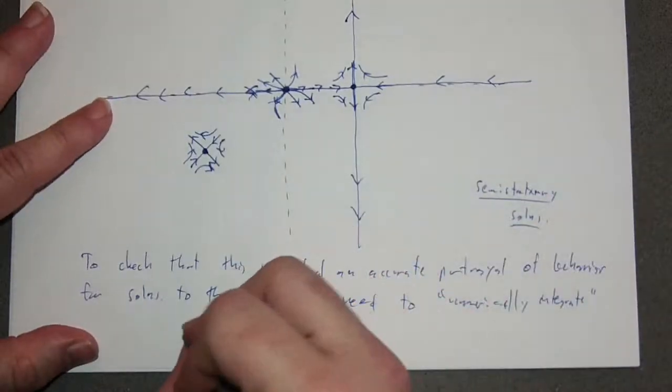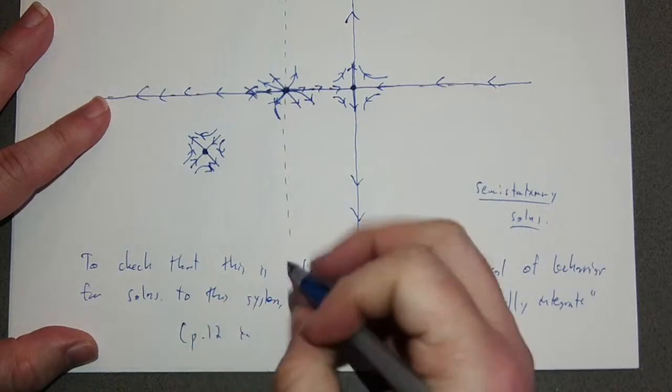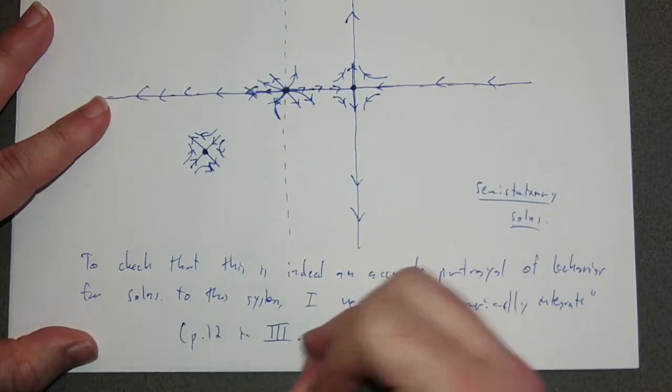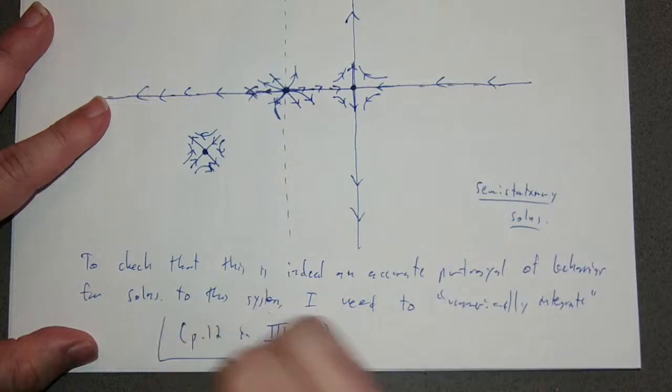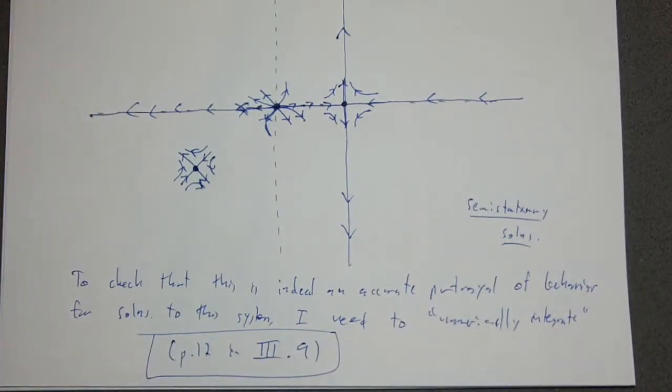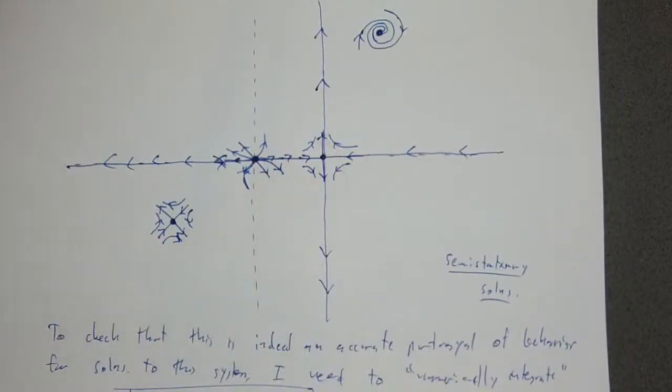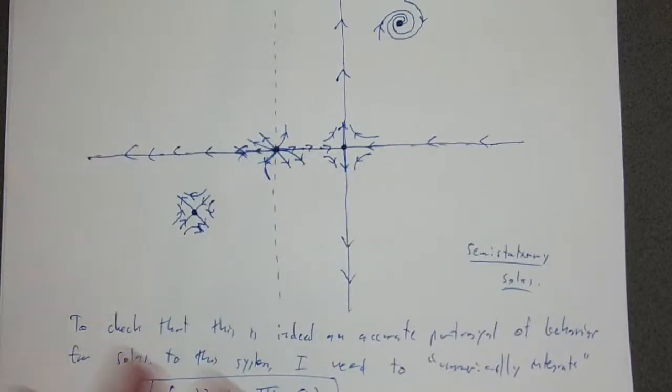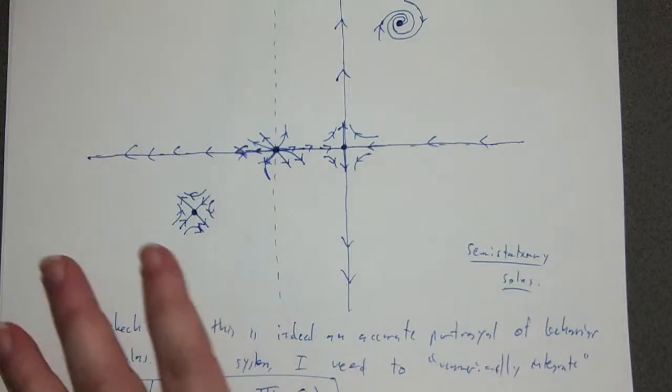So this is page 12 in chapter 3, section 9, if you want to see the end result of this and actually what this thing looks like. But it turns out that yes, the behavior of the system is indeed something like this. But notice, this system had no integral, and yet near these stationary points we can still get a very accurate picture of what's going on. Okay, all right, so that is that.